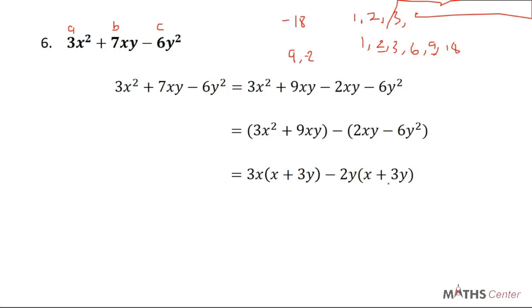We have x plus 3y in this bracket. If you watch the video on factorization of algebraic expressions, you understand how we are doing these factorizations. So we can see from here that we have x plus 3y in this bracket, x plus 3y in this bracket. They are the same. So you pick one of them, then you pick 3x and minus 2y in another bracket. So you have 3x minus 2y in one bracket, x plus 3y in the other bracket.